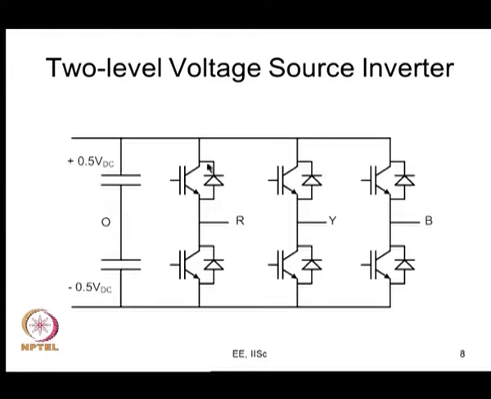We realize this using a device which can conduct in both directions, but can block with only one polarity, where this is positive with respect to this. You want me to write? I can do this now. This is something which we have already done, whereas the conduction can be in both directions. So, we have such devices, and such devices are used in voltage source inverter.